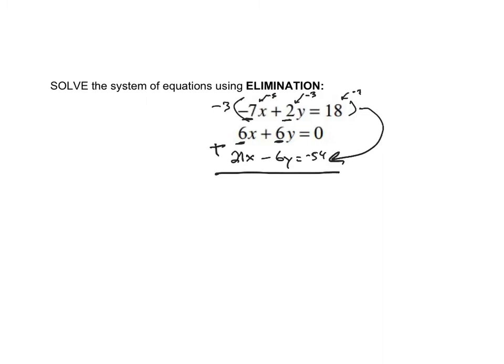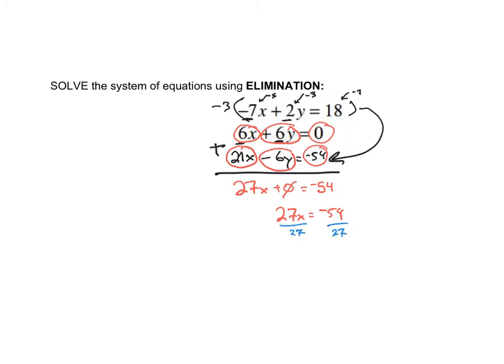Add together. Let's do this. 6x plus 21x, 27x. 6y plus a negative 6y went away. That's the elimination there. 0 plus negative 54, negative 54. That's it right there, right? So there you go. Condense it down, simplify it a little bit. Okay, looks like that. Let's get rid of the 27 here. And we get x is equal to negative 2.